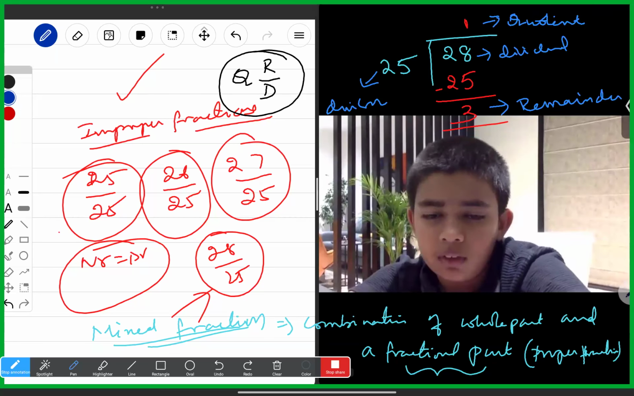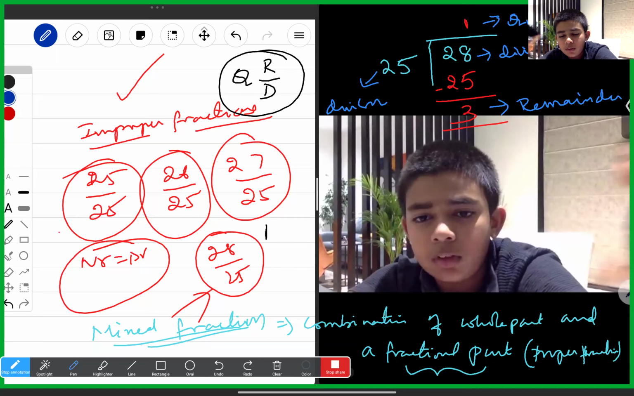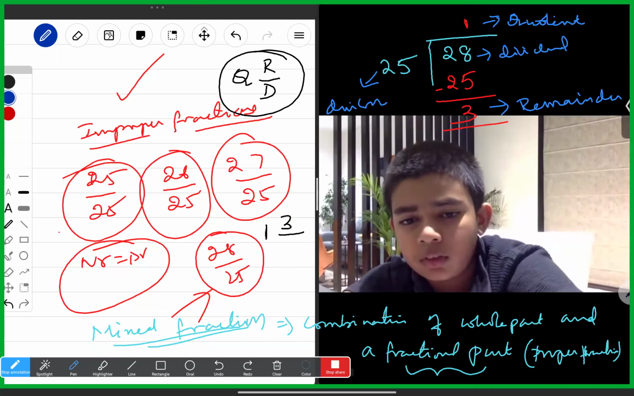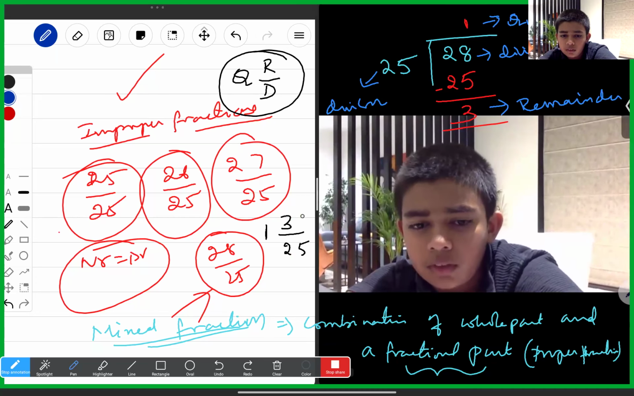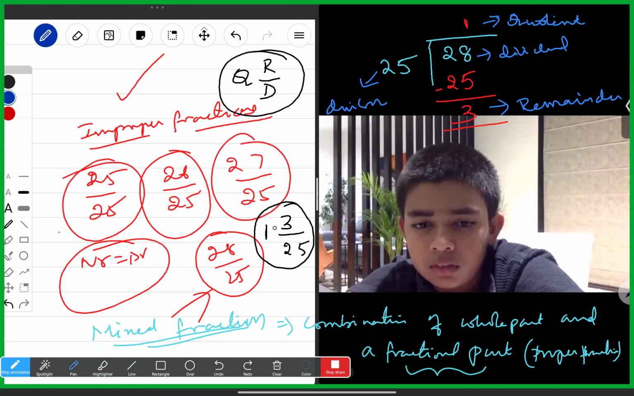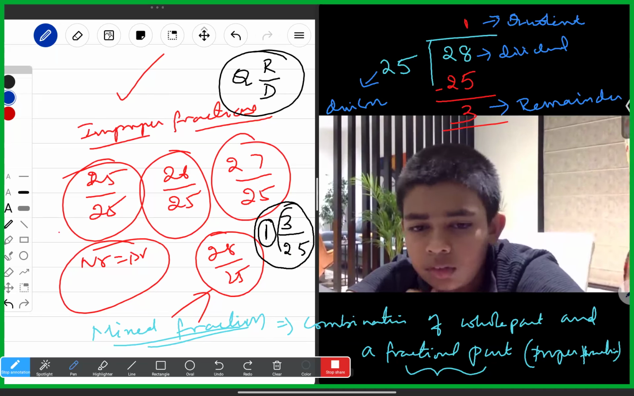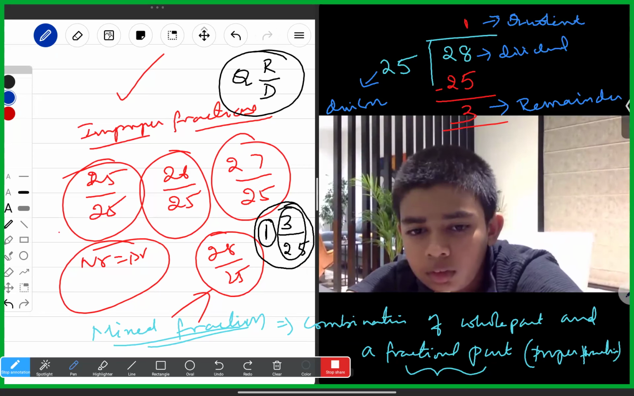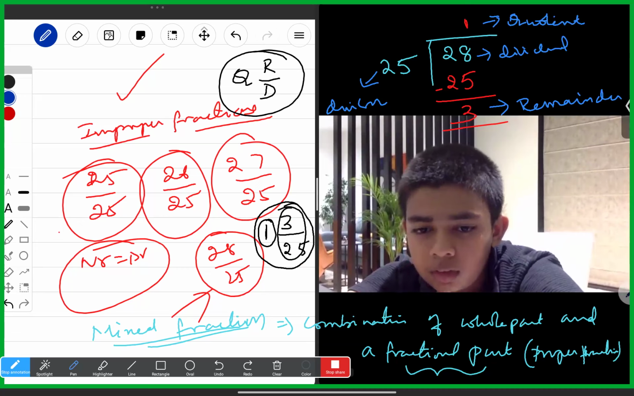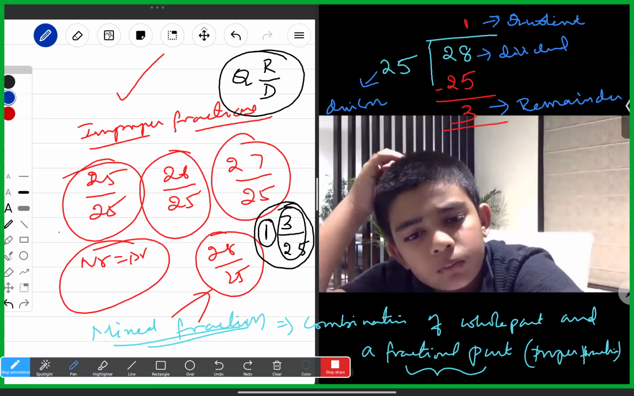So quotient is how much? 1. And remainder is how much? 3. And divisor is 25. So here if you observe, this 1 is called the whole part, and 3 by 25 is clearly the fractional part. And clearly it is a proper fraction also. So 28 by 25 is the same as 1 3 by 25.